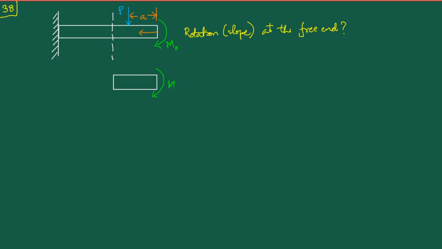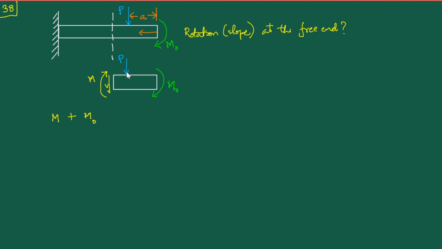Okay, we have this M naught here. We also have this P here, and at this end we need to complete the free body diagram by writing this M and this shear force P. Now we are going to write down the expression for the M. So this M is in the clockwise sense, and you note that this M naught is also in the clockwise sense, so they have the same sign.